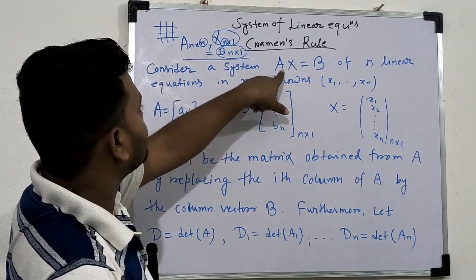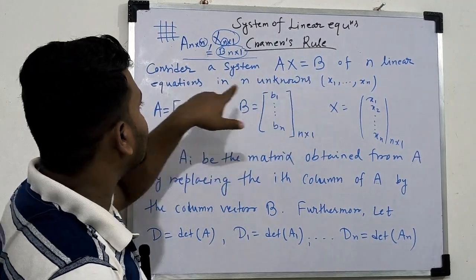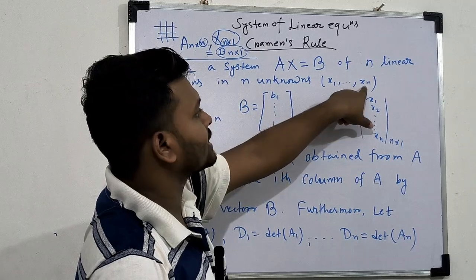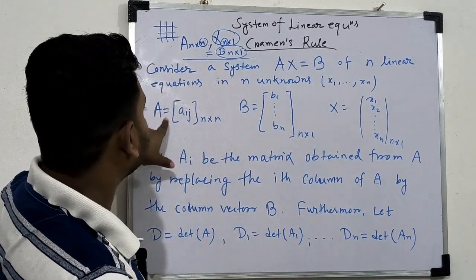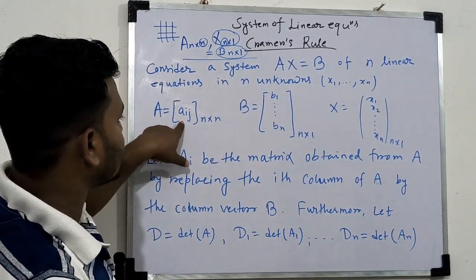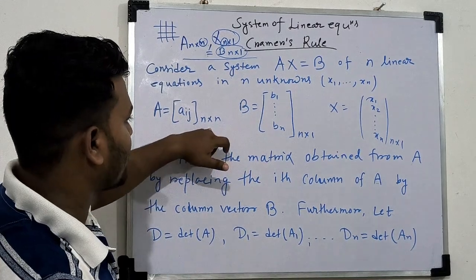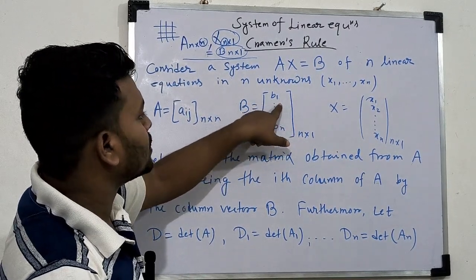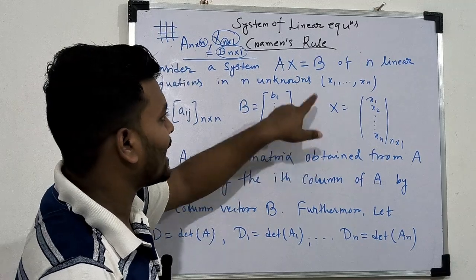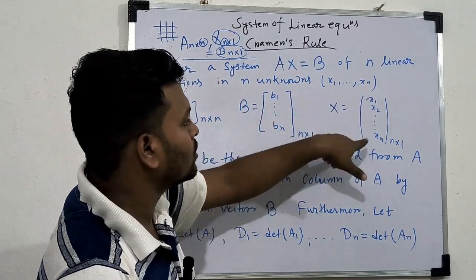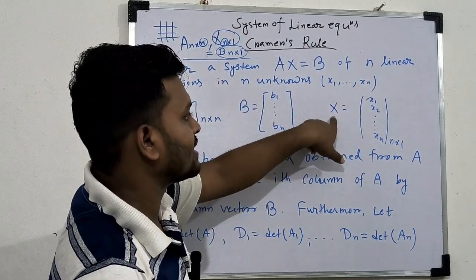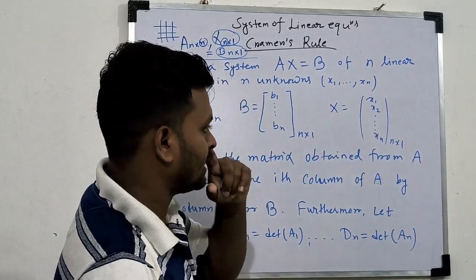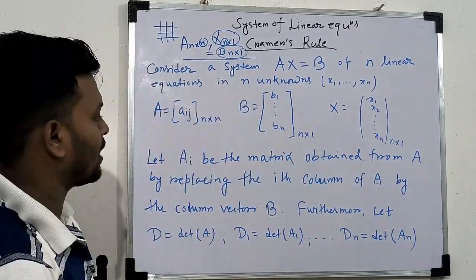So we solve this system of n linear equations in n unknowns x1, x2, ..., xn. We have to find these. Here this matrix is denoted by aij, an n by n square matrix, and b is a column vector b1, b2, ..., bn, and x is the unknown. We have to find this column vector x, that is, x1, x2, ..., xn.